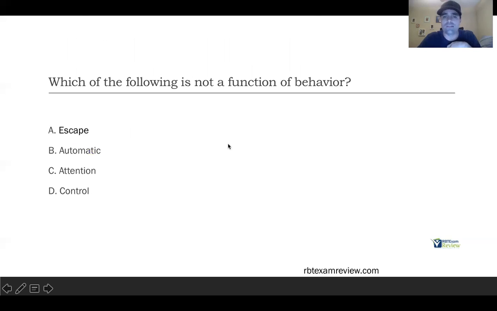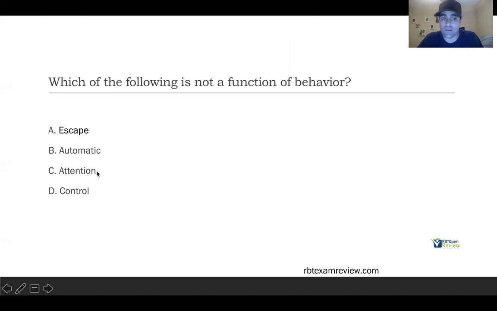Which of the following is not a function of behavior? Okay, again, super easy question, right? You should know your 4 functions. What are they? Escape, automatic, attention, tangible. Okay, so let's look at our answer choices.